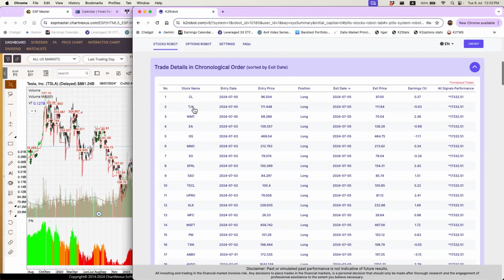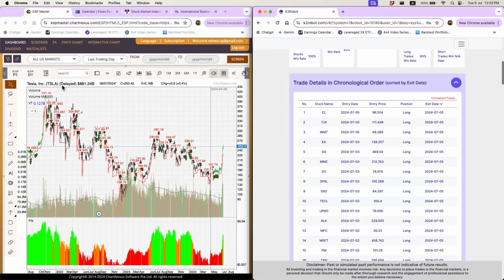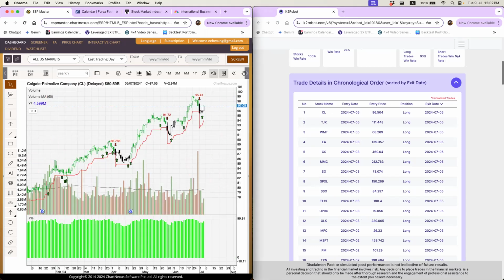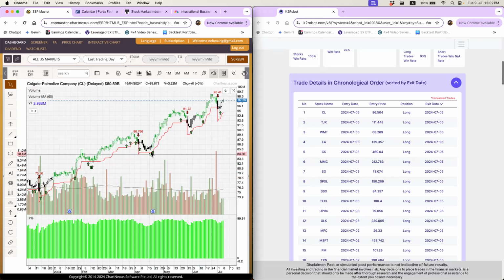You can take a look at CL, TJX, and Walmart. You can see all of them have this P percentage in the green. For CL, you can see green, and we are trying to buy at the low where the green arrows are. And the last trade, CL on 5th of July, is where the low is.